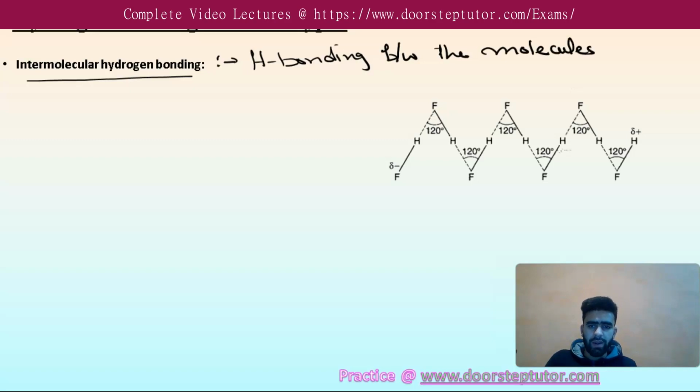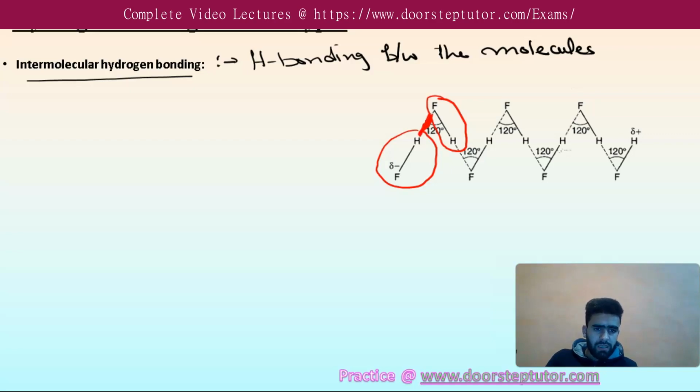As we know, intermolecular means that the hydrogen bonding occurs between the molecules. Suppose we have hydrogen and fluorine, as shown here. The hydrogen bonding occurs between two HF molecules. Since this occurs between two molecules, this type of hydrogen bonding is called intermolecular hydrogen bonding.